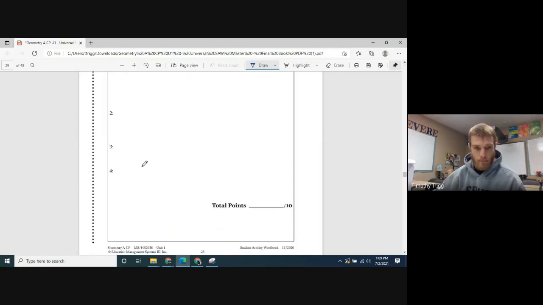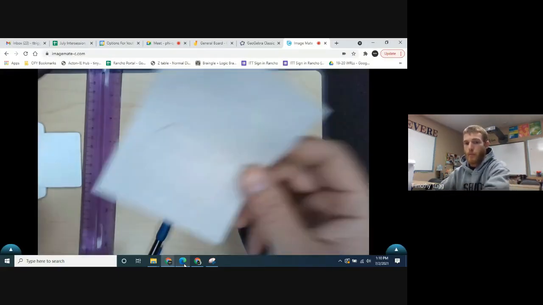All right, number 3. If you look in your textbook, number 3 says the isosceles trapezoid at the right has only one pair of parallel sides. How many lines of symmetry does the trapezoid have? Hopefully you have your textbook open, but you should be able to see a trapezoid like this one here.